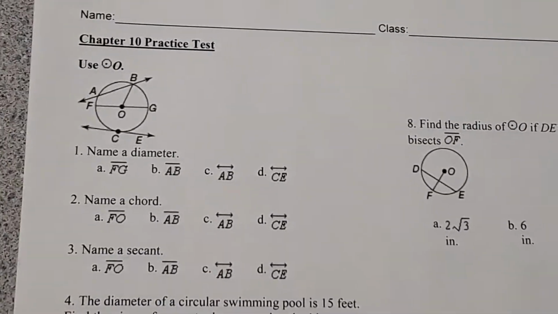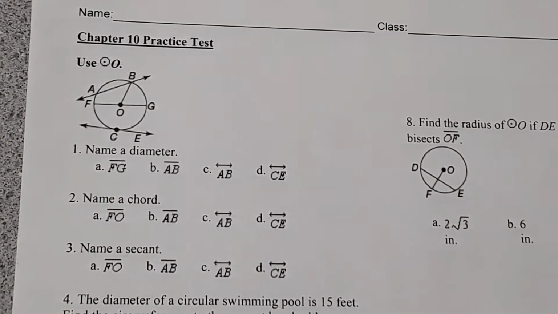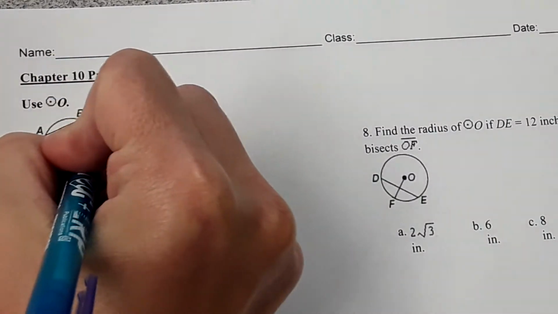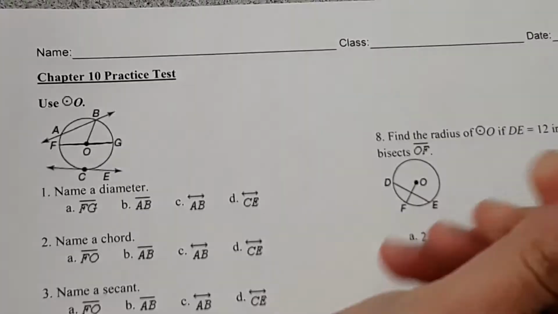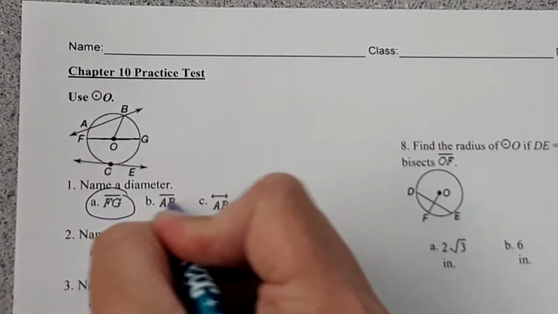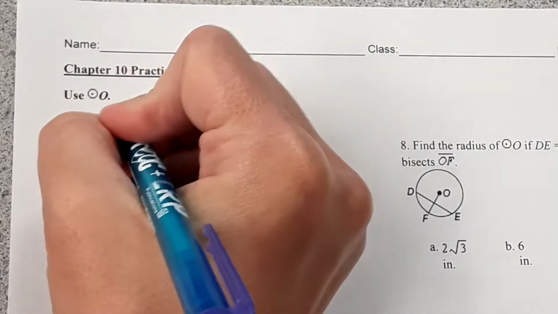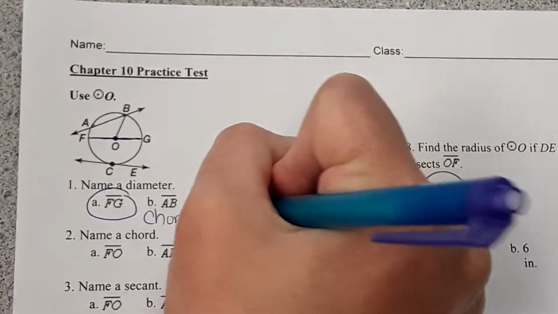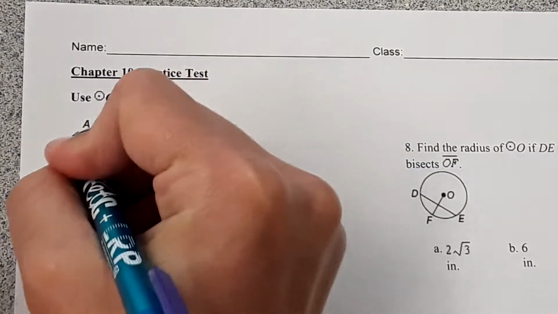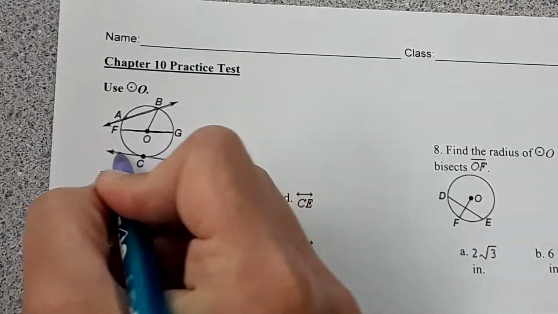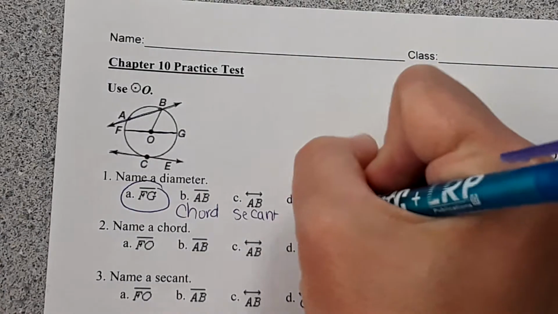Okay, it starts out with just vocabulary. It says name a diameter. Diameter is a distance all the way across and through the center. So for this, it would be FG. Just looking at the other segments there, segment AB is a chord, because remember, anything can be asked. Line AB is a secant. And line CE, that is tangent.